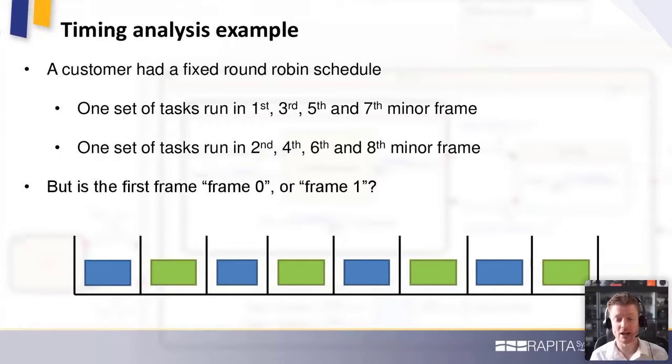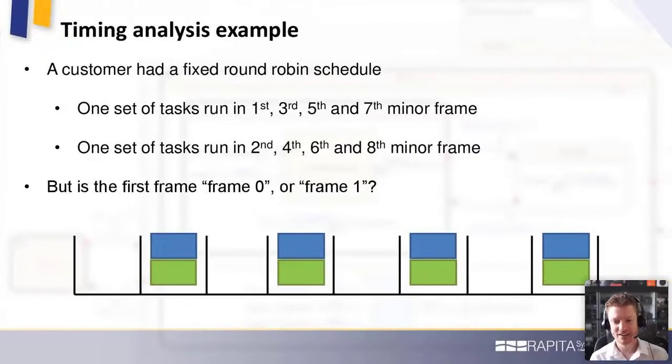So what the customer intended to happen is what we can see at the bottom of the screen here. But what actually happened, because of the off by 1 error in the numbering of the frames, was half of the frames were completely empty and the other half contained 2 tasks each. But the system as a whole was still meeting its deadlines. Both tasks were completing within the minor frame because their CPU utilization was less than 50%. So at a glance, externally looking at the system, it seems to be running fine.